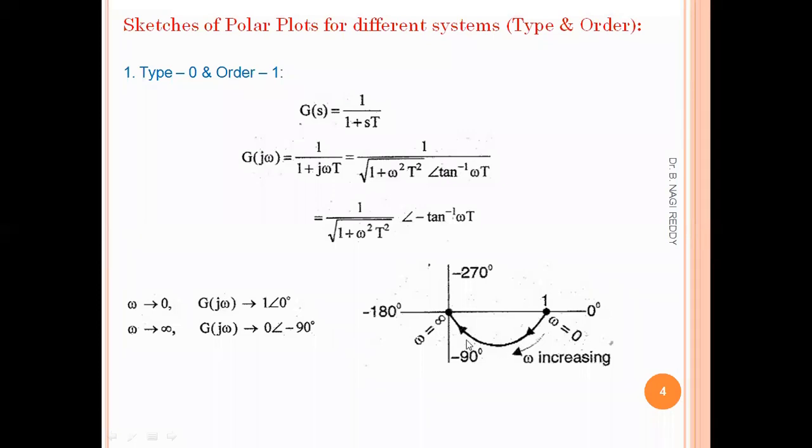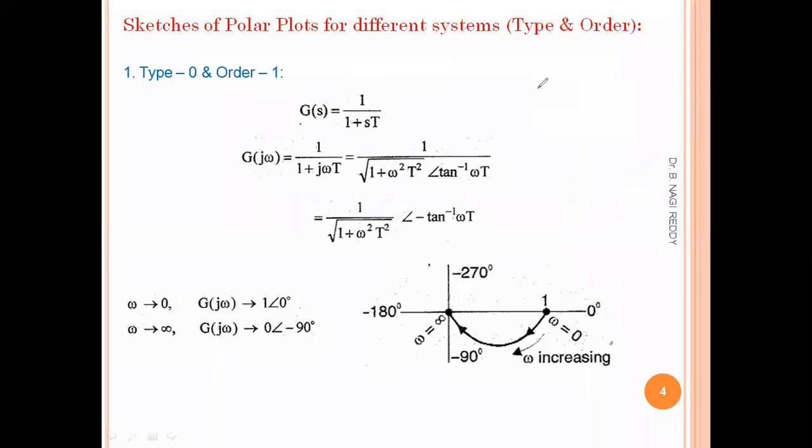So at minus 90 degree, it is closing at 0. So this shape has to be like this, more or less. You can see this is the minus 90-degree angle. So it has to close at 0 like this. This will be the direction, or this will be the shape, and this is 0 degree. So this is the approximate shape of the polar graph for this type 0 and order 1 system.